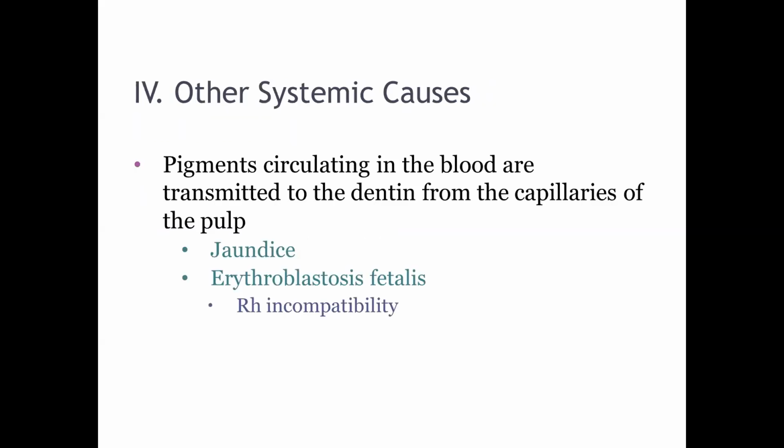And there are other systemic causes for tooth discoloration, and there are several types of discolorations that can result from bloodborne pigments. So you've got pigments circulating in the blood that are transmitted to the dentin from the capillaries of the pulp. For example, prolonged jaundice early in life can impart a yellow or greenish discoloration to the teeth. Erythroblastosis fetalis, that's the Rh incompatibility, may leave teeth green, brown, or with a blue hue.